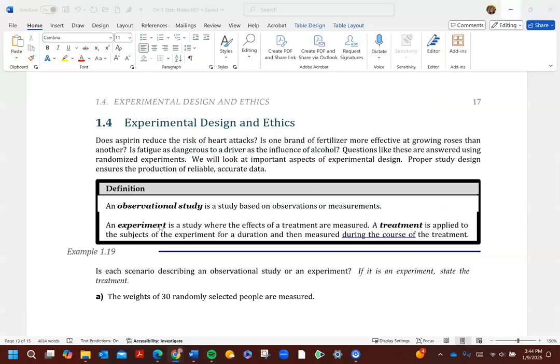So here we're just ironing out the definitions. Observational studies, when you're looking, there's no intervention. You're observing, you're measuring, you're just maybe going and finding data on the internet, that raw data from a study for our purposes. You're just looking stuff up. There wasn't any kind of intervention that happened. Experiment is where there's a treatment or some kind of intervention that was measured during the course of the treatment.